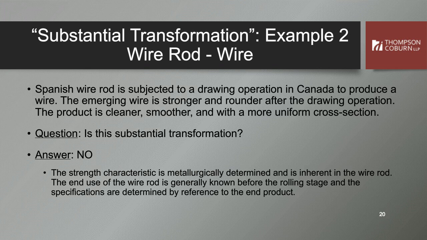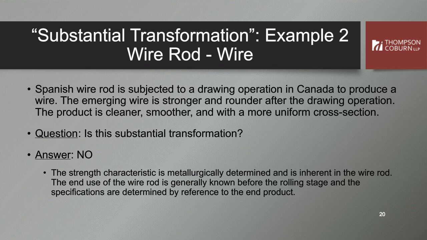Great. Okay, so example 2. Wire rod to wire after importation. Was there substantial transformation? Spanish wire rod was subjected to a drawing operation in Canada to produce a wire. Was that emerging wire, which was stronger and rounder after the drawing operation, sufficient? And the answer was no.